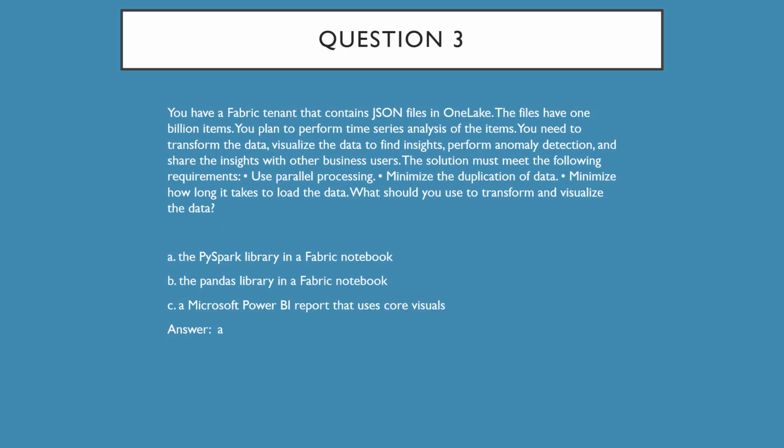Then you have a Fabric tenant that contains JSON files within OneLake. The files have 1 billion items. You plan to perform time series analysis on the items. You need to transform the data, visualize the data to find insights, perform anomaly detection, and share the insights with other business users. The solution must meet the following requirements: use parallel processing, minimize the duplication of data, minimize how long it takes to load the data. What should you use to transform and visualize the data? The answer here is the PySpark library in a Fabric notebook. This meets all the criteria and is the right choice.